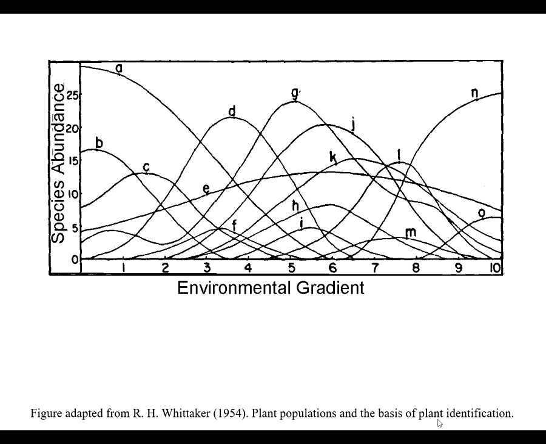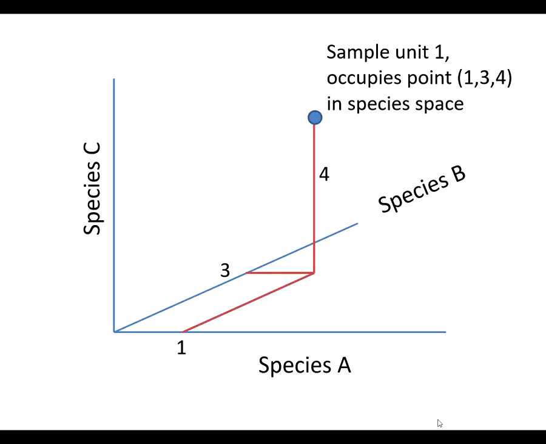If we graphed all of the species on a gradient, it would look something like this. Lettered lines represent different species. If we sample the community at a given point, we are recording the abundance of each species at that point.